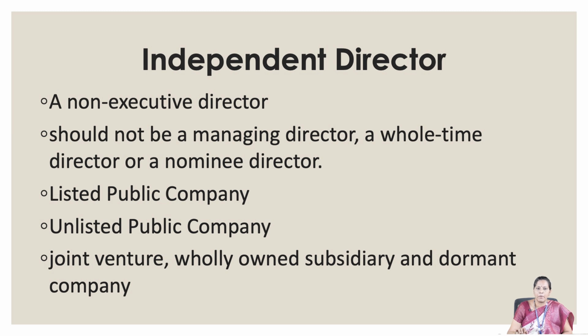If the unlisted public company is a joint venture company, a wholly owned subsidiary or a dormant company, then even if they fall under those 3 provisions, it is not necessary for them to go for independent directors. And a public company, whether listed or unlisted, can have more independent directors if it is going to have the audit committee, which requires the presence of more independent directors.